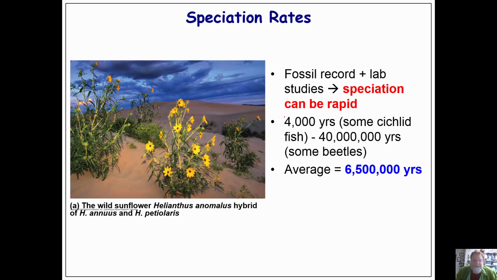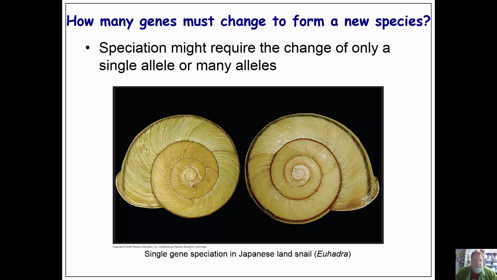We can see speciation in as little as 4,000 years for certain fish. We can see it in 40 million years for certain beetles. On average, we see speciation events occur roughly about every 6.5 million years. We human beings are roughly a little bit less than that.